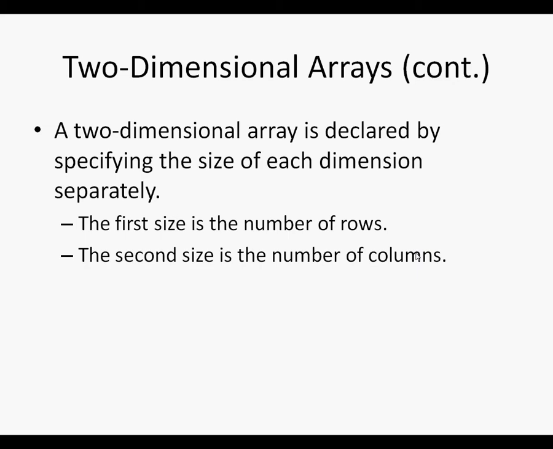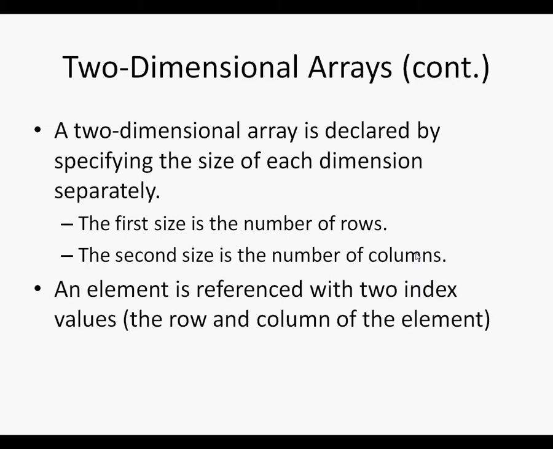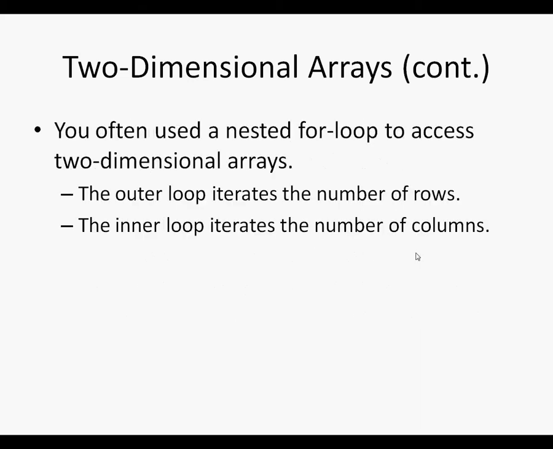So we'll use two sets of square brackets. In the first square brackets is the number of rows, and in the second is the number of columns. And then to get an element out of that two-dimensional array, you just reference it with two square brackets, again the row and then the column of the element you want to retrieve. If you're using a two-dimensional array, you will typically also use nested for loops. The outer loop iterates through the rows, and the inner loop iterates through the columns.